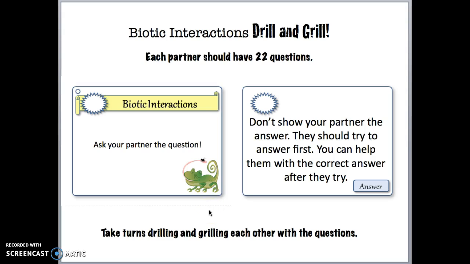All of the questions have to do with biotic interactions, things like parasitism, where one is helped, the other is harmed, commensalism, where one organism is helped and the other one is not affected, and mutualism, where both are helped, mutually beneficial. It also talks about things like being an herbivore or a carnivore or an omnivore, predator-prey relationships, and all of these things that we've been going over in class.